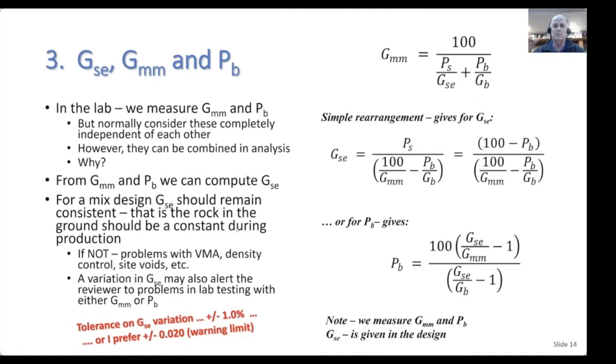If it doesn't remain consistent, we'll get problems on sites with VMA, density, site air voids, etc. So I like to see this consistent. Every now and then I see it being specified in some specifications. I've seen a plus or minus 1% in a specification. I generally like to use about plus or minus 0.02 in specifications or as a warning limit when I'm controlling jobs, even though I've sometimes used a slightly tighter limit, maybe plus or minus 0.15 as a tolerance there.